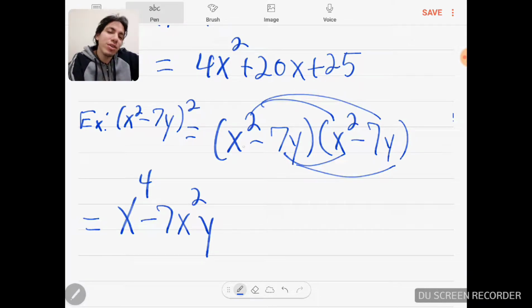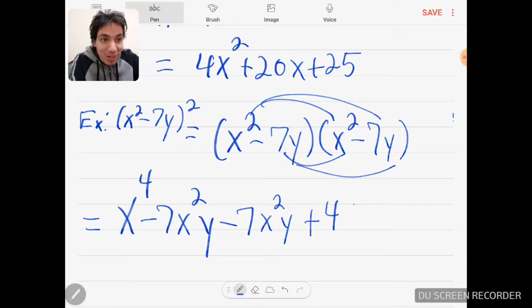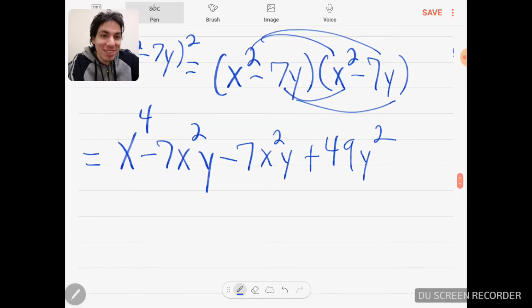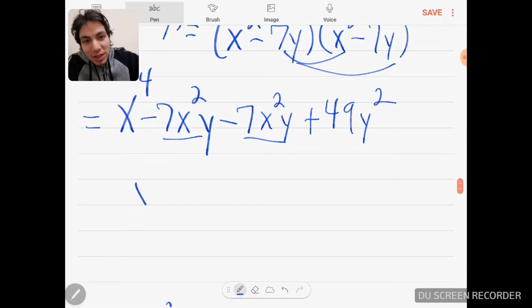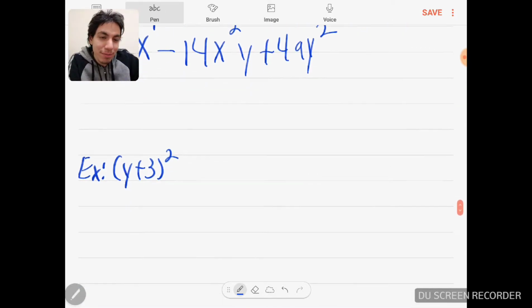There is no y squared there. So it's negative 7x squared y, then minus 7x squared y, and then, no, not 14, sorry. Negative times negative is positive, and 7 times 7 is 49y squared. There we go. That makes much more sense. Now we combine these two, and we're left with x to the 4th minus 14x squared y plus 49y squared. All right.